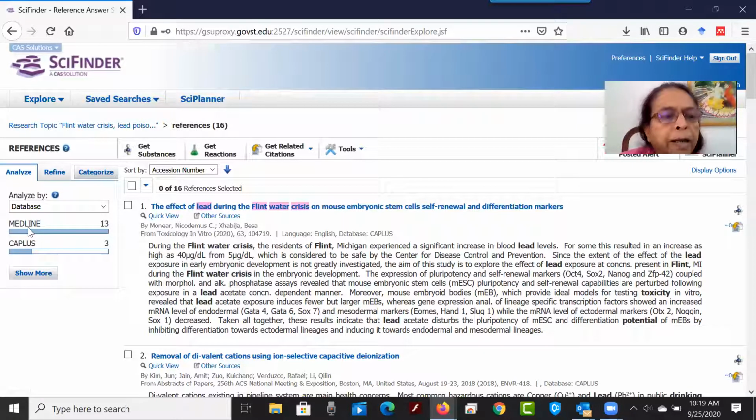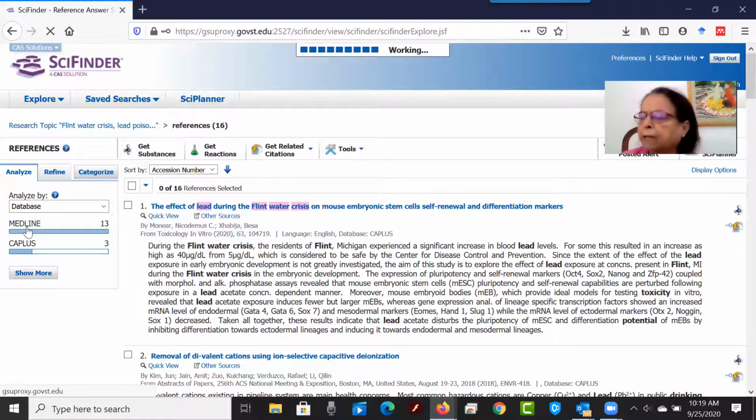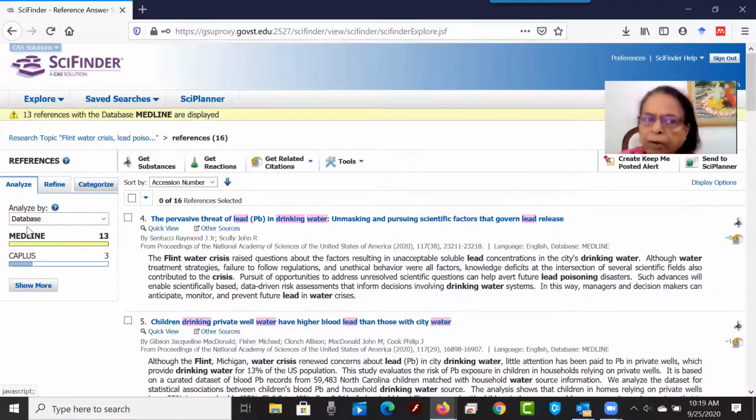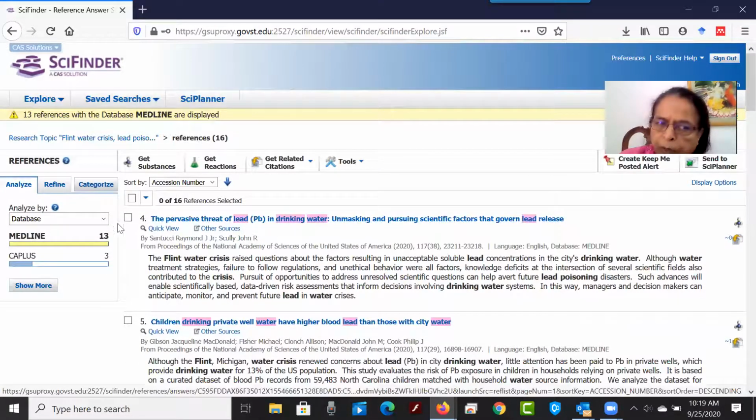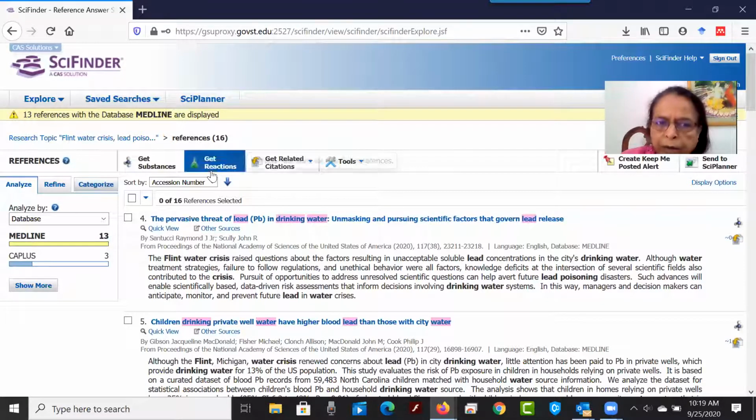Or if it's Medline, you also want to know what are the health effects of lead in water. So that's where you will go and limit it to just the Medline. And you'll get 13 of them here that you were going to look at, okay? And that's the advantage. You don't have to go to another database to look for the health impacts of lead poisoning here. It's all in one place, okay?